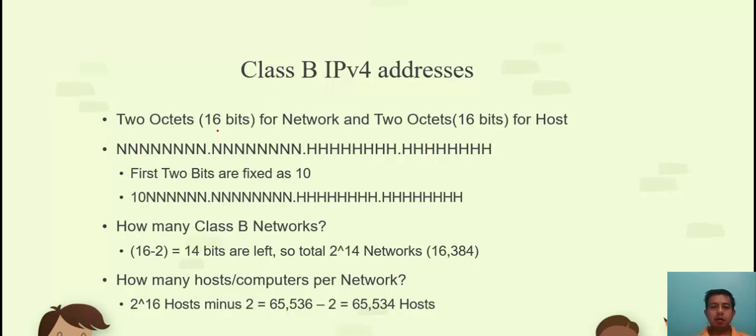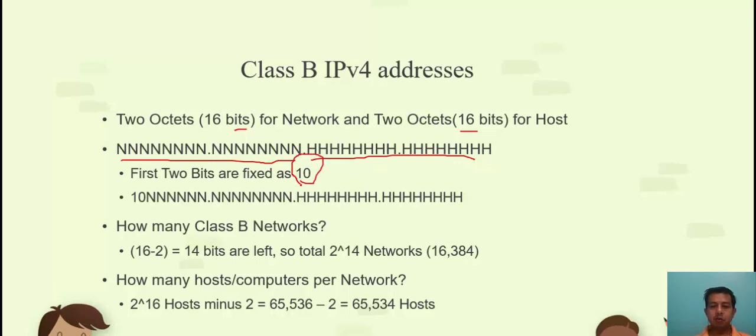In class B, 16 bits are used for the network part and 16 bits are used for the host part. In class A, 8 bits were used for the network part. In this case, 16 bits, that means 2 octets. The first 2 octets are used for the network part. The next 2 octets are used for the host part. So an equal number of bits for network and host. Just like in class A, the first bit is always fixed to be 0, in class B, the first 2 bits are always fixed to be 10.